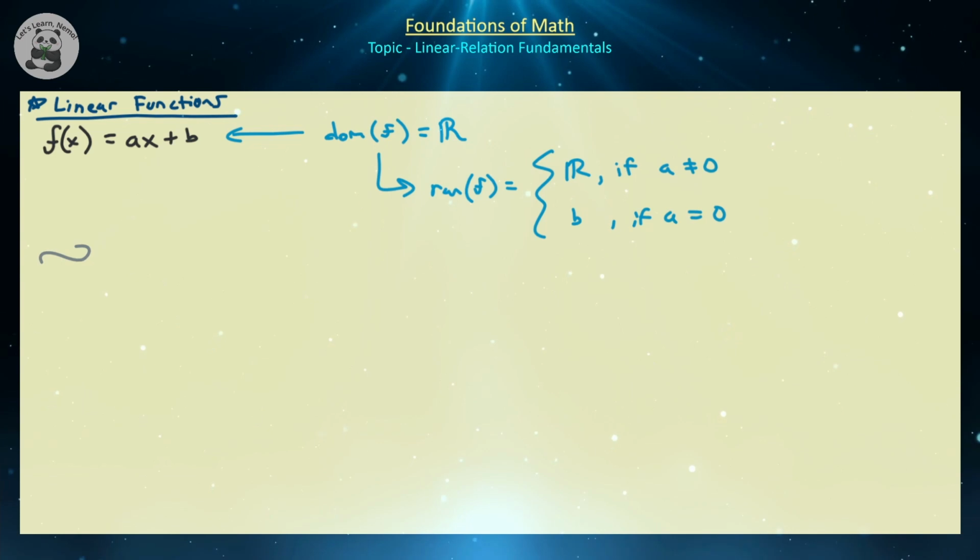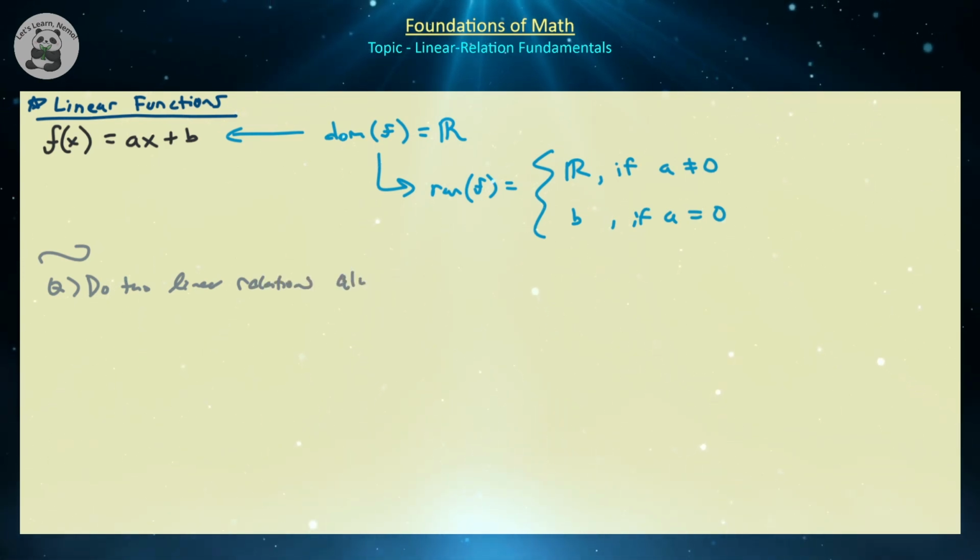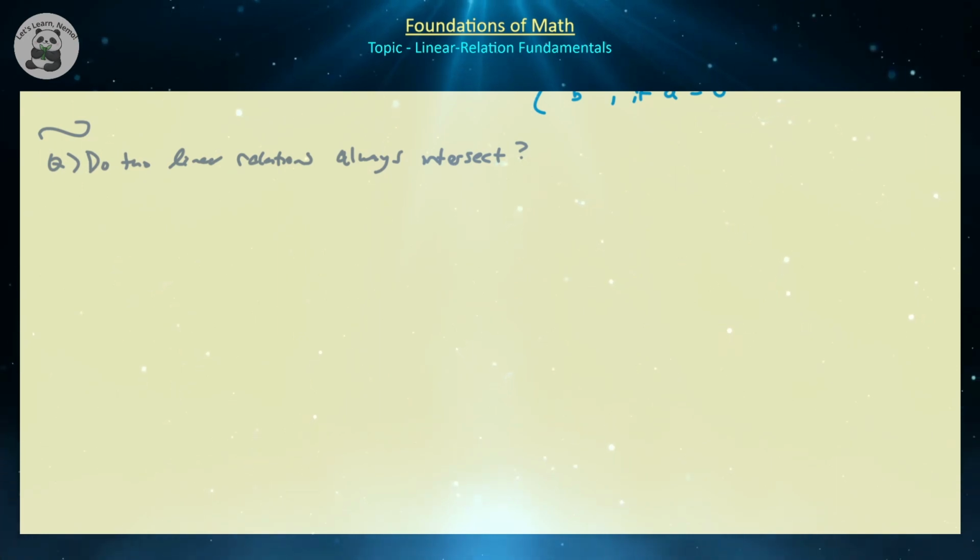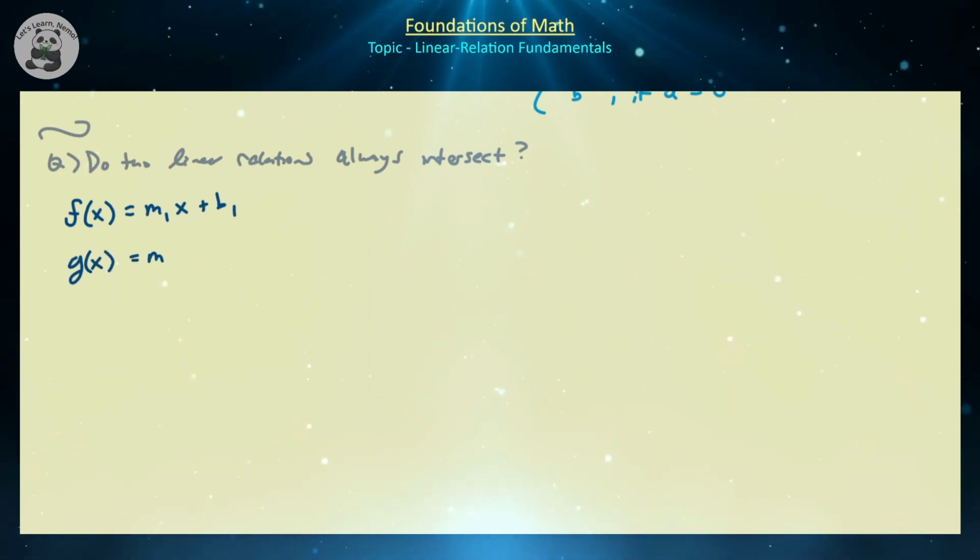Now, another question that I want to ask is, do two linear relations always intersect? You should, of course, already know the answer to this: no, they don't always intersect. So under what conditions do two linear relations intersect? Let's assume we have one linear relation, f of x is equal to a1x. Actually, let's call it m1x because we know that's the slope of the first line, plus b1 for the intercept. Let's consider another linear relation, g of x, which is equal to m2x plus b2, the slope and the intercept of the second linear relation.